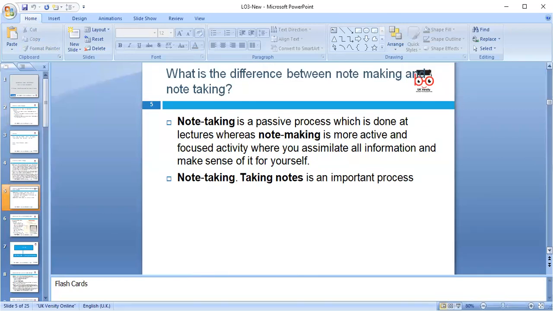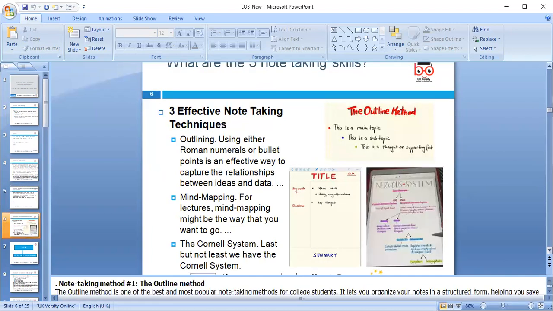What is the difference between note-taking and note-making? Note-taking is the passive process, done by the lecturer, whereas note-making is a more active activity where you assimilate all the information and make sense of it for yourself. Note-making is an important process which we need to understand well.